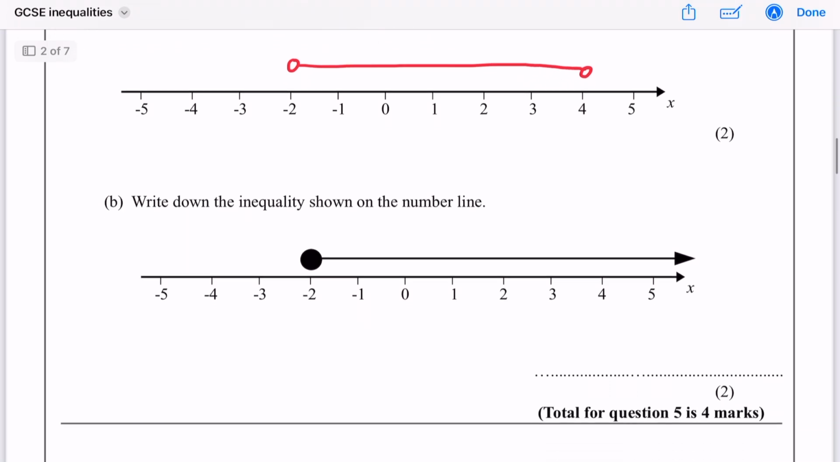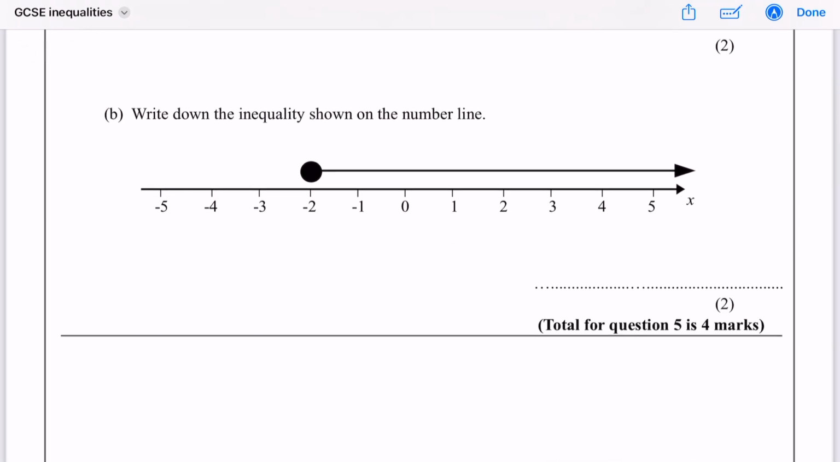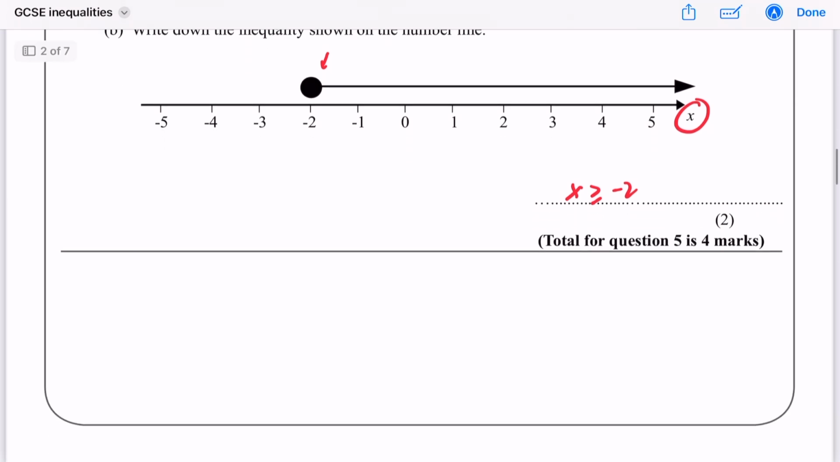For the bottom part, part B, it says, write down the inequality. In this case, we can see the minus 2, and it is x. So the answer is supposed to be x is greater than or equal to minus 2. And then let's keep going.